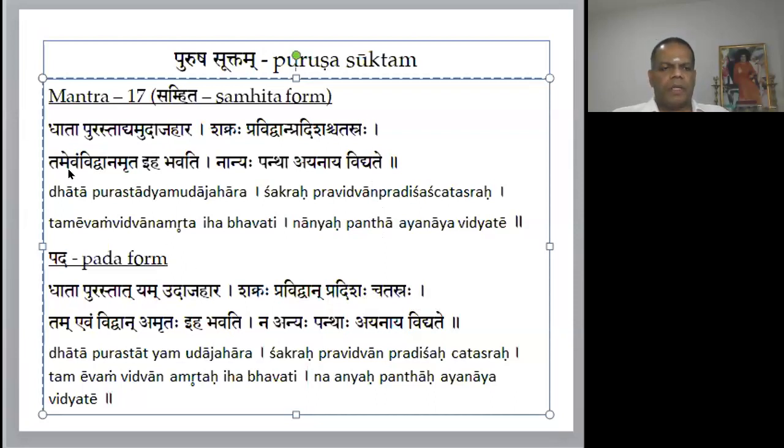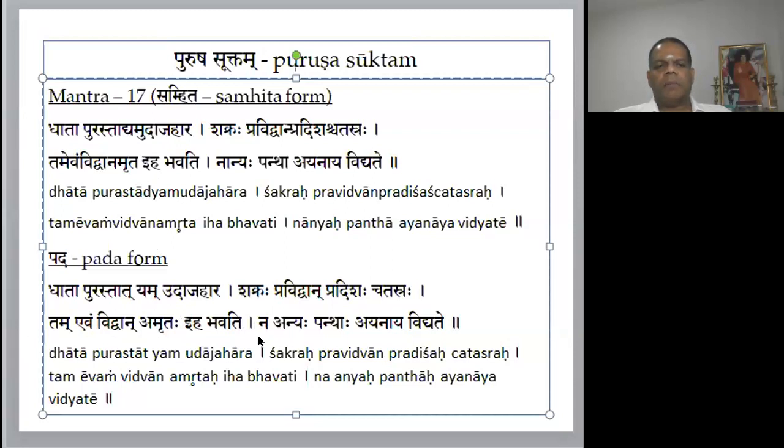The next word is tam evam. Vidvan, so tam plus a becomes me, no major change. Vidvan amrita, in plus a becomes na. When all these four are put together, it becomes tam evam vidvan amrita. Okay, the visarga after ta, which is amritaha, is dropped because of sandhi. Iha bhavati.